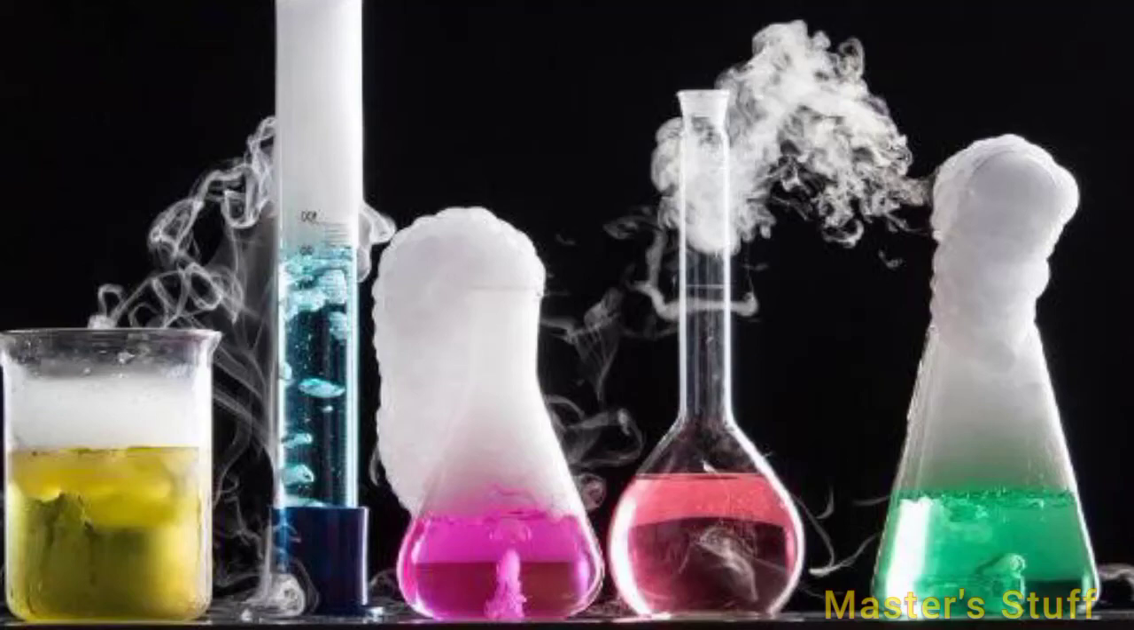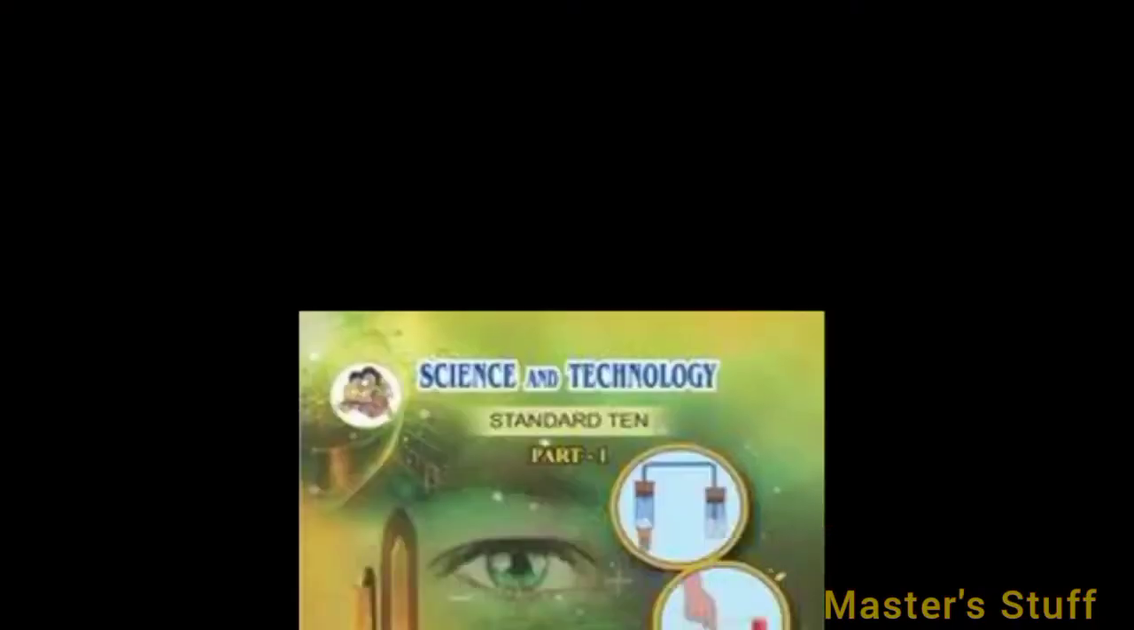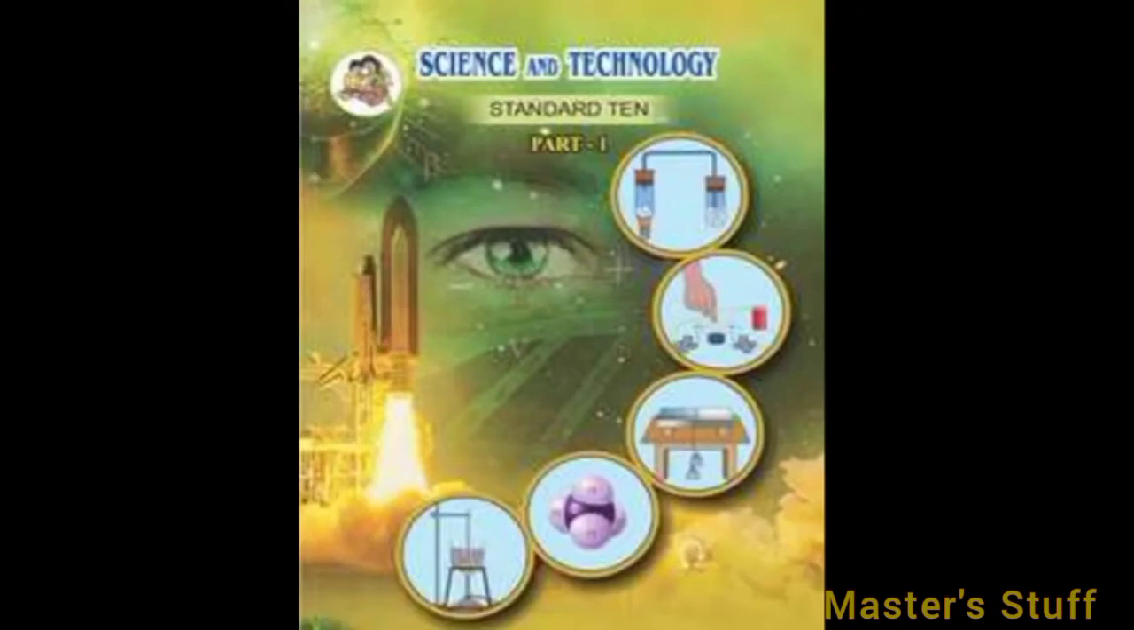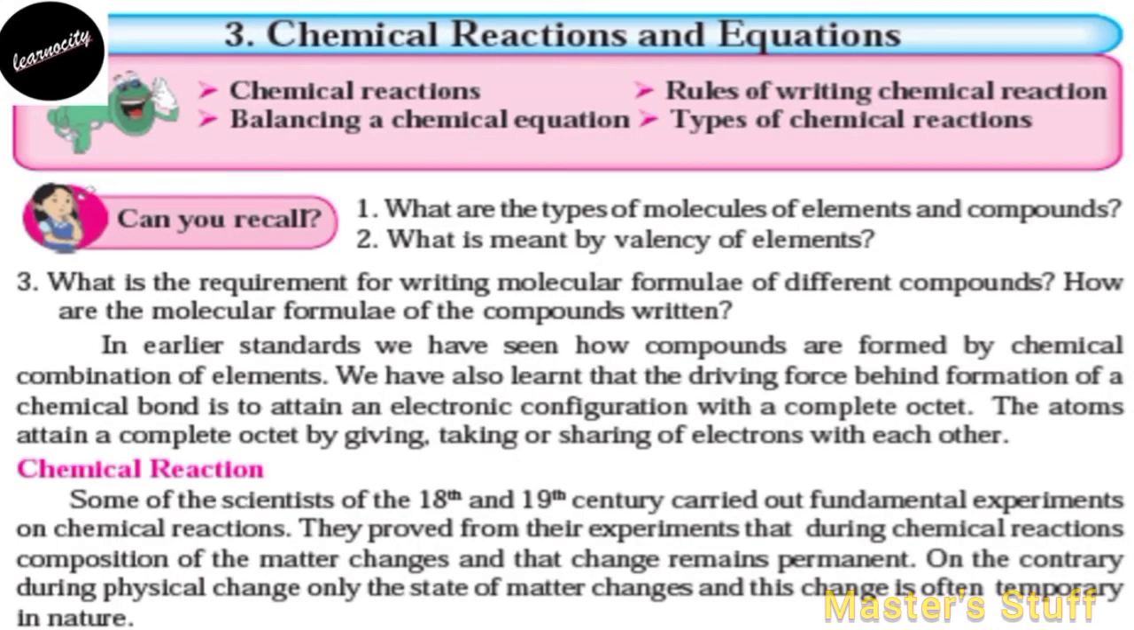Today we are going to study Science and Technology Part 1, Chapter 3, Chemical Reactions and Equations. In earlier standards we had studied that compounds are formed by the chemical combination of elements. We also learned that there is a driving force behind the formation of chemical bonds.